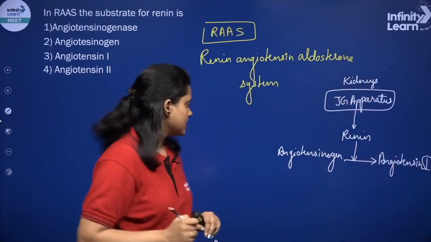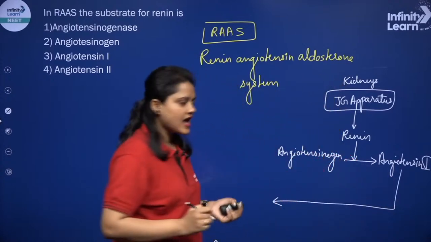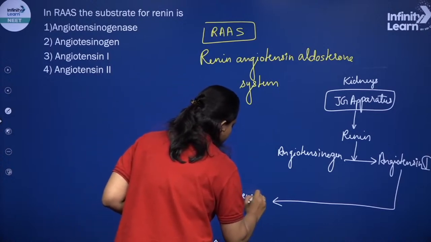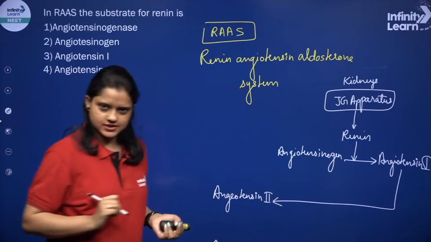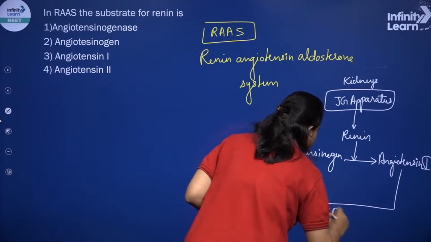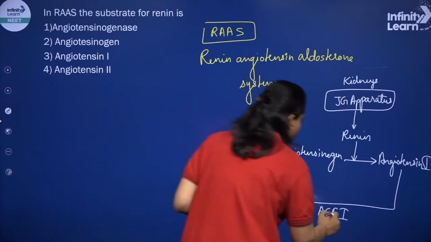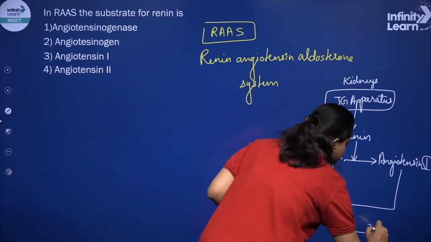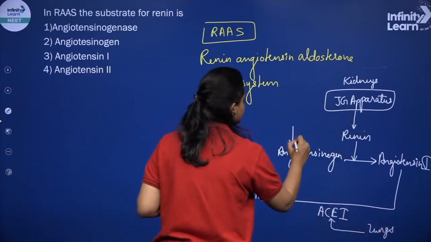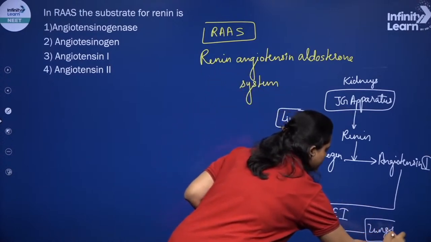Right? Now, this angiotensin 1 will be converted to angiotensin 2. Right? Now, for this, there is ACE, angiotensin converting enzyme. Angiotensin 1 is also converted into 3, but we will go with angiotensin 2. And this enzyme is released from lungs. Right? Now this angiotensinogen is released from liver, so I will write this as well. Right? And this was released from lung, so I will write this as well.